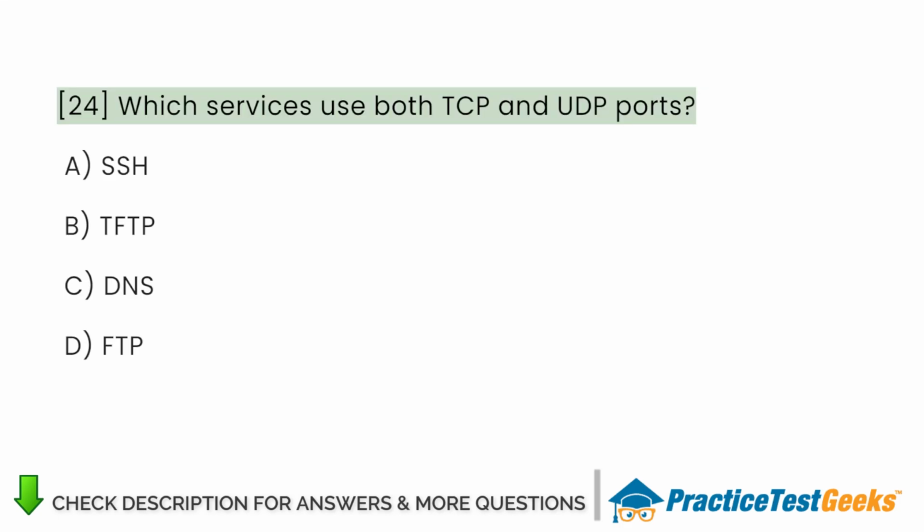Which services use both TCP and UDP ports? A. SSH. B. TFTP. C. DNS. D. FTP.